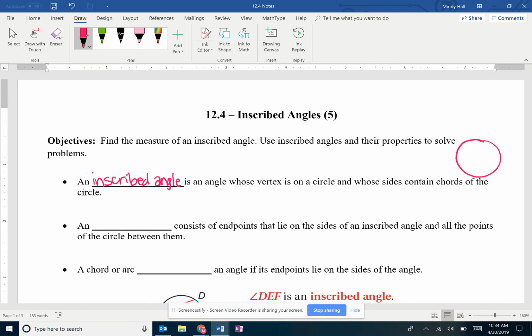So just a quick little picture. It looks something like that. If you recall with the other ones we were doing, it was always to the center that made the angle. With an inscribed angle, it's like the pink one, and it goes all the way to the opposite side of the circle.